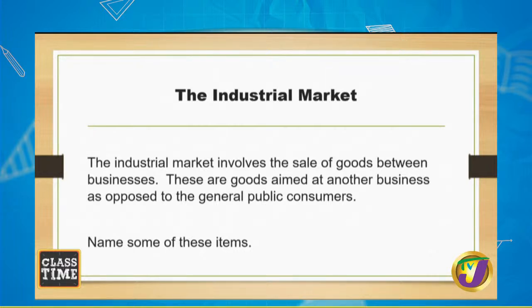So think about it. As a business, what are some things that you would need from another business? So we think of raw material to carry out the production process, office furniture, vehicles, heavy machinery, etc. All right, so you can add other items to that list of things sold on the industrial market.